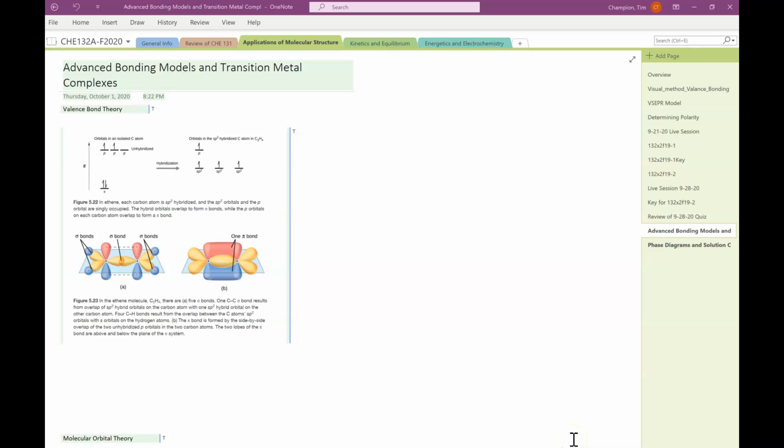Hi there, everyone. I'm going to talk today about a few things involving more advanced models of bonding, which would be back in Chapter 6, and then transition metal complexes, which I believe is Chapter 19, unless I'm mistaken. So the first thing I want to talk to you about is what we've been using, which is largely called valence bond theory, where we write Lewis dot structures and predict geometries using the VSEPR model. And we've talked in that a little bit about hybrid orbitals.